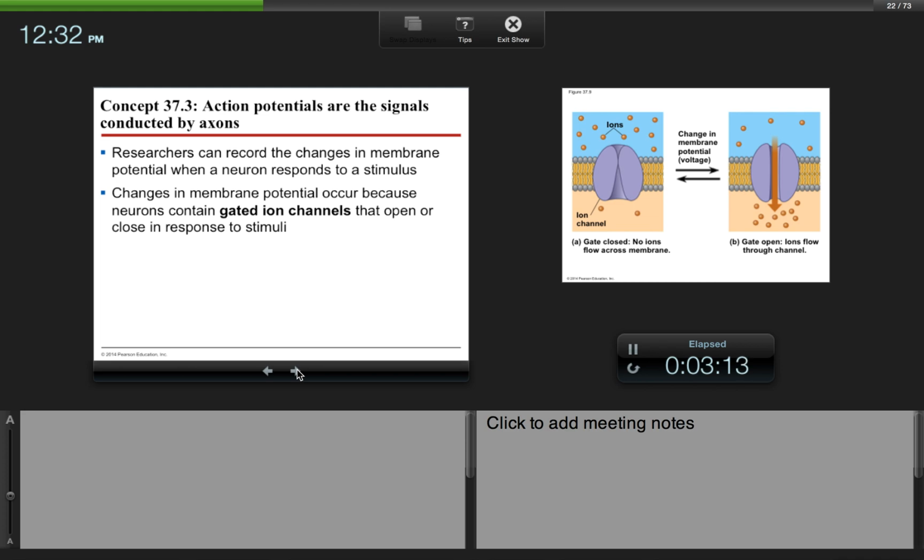Okay, so how are action potentials generated by your neurons? Researchers can record the changes in membrane potential when a neuron responds to a stimulus. Changes in membrane potential occur because neurons contain gated ion channels. Gated ion channels are channels that can be opened and closed in response to a stimulus.